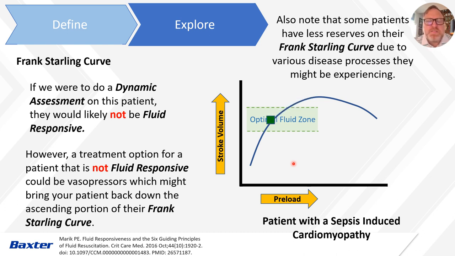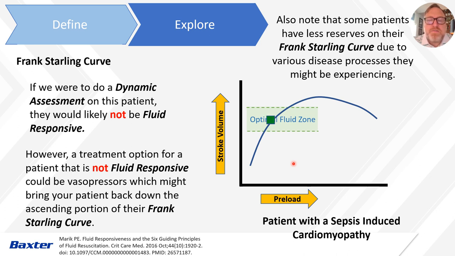And look what happens to the Frank-Starling curve when we introduce a pressor, especially like norepinephrine. Norepinephrine is the gold standard for septic shock. And the reason why is because we have both alpha and beta activity on that drug, and what the alpha does is it really squeezes our vessels, which we desperately need in septic shock, but the beta actually brings up contractility. So what's cool on the Frank-Starling curve is you notice it brought the patient down to the optimal fluid zone.